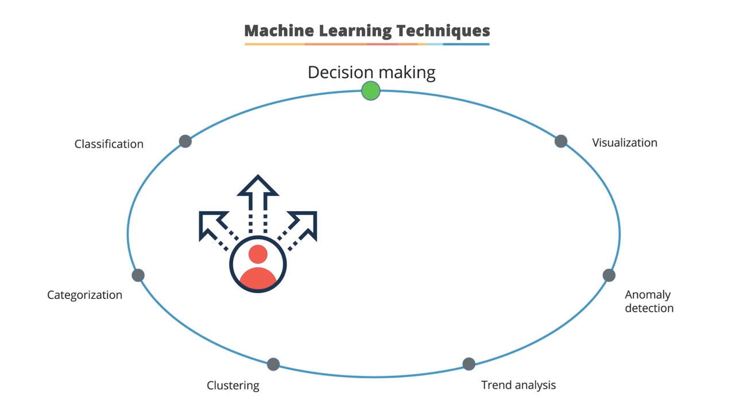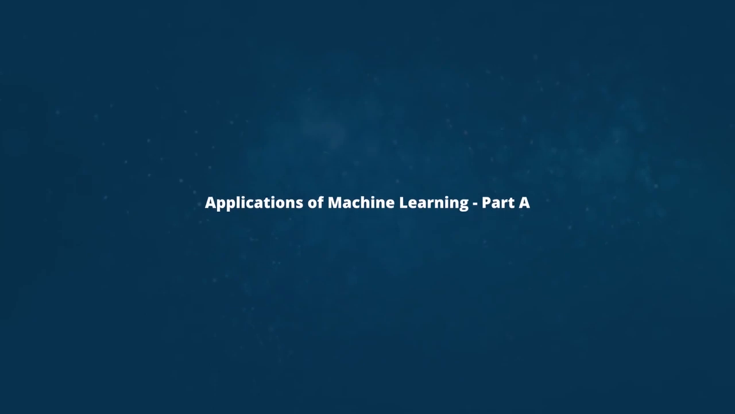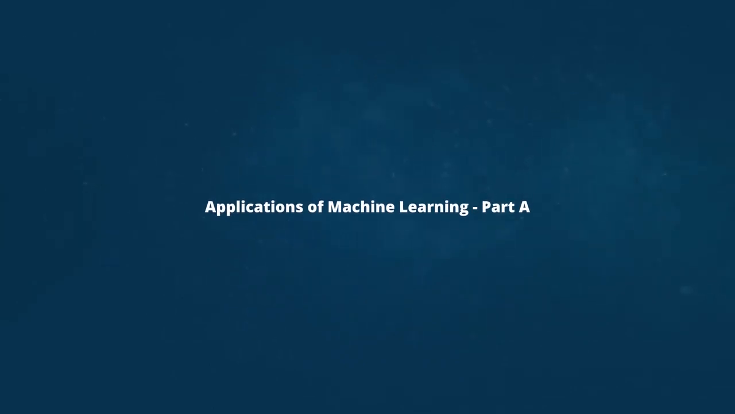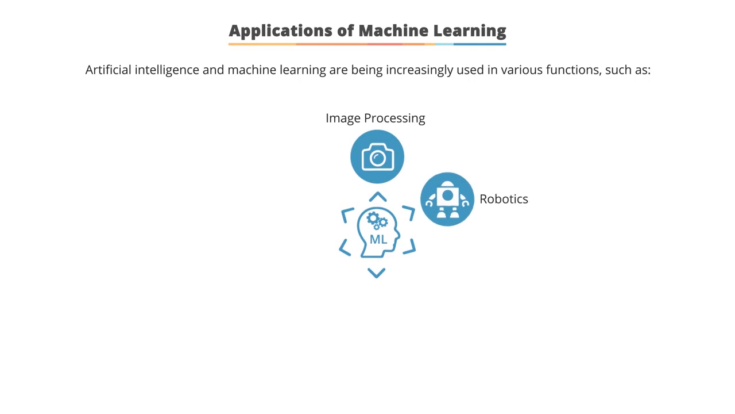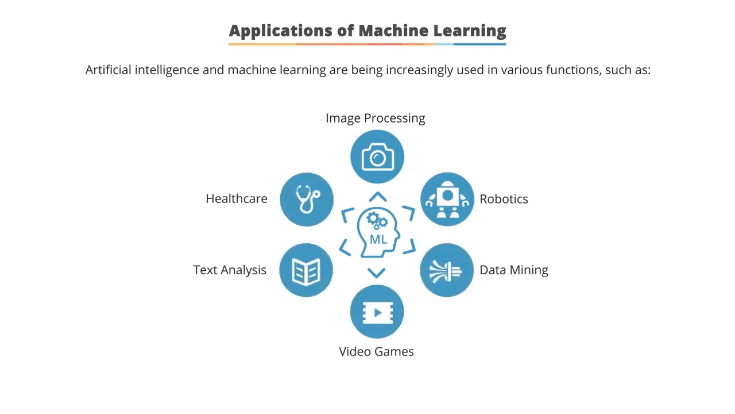Decision-making is a technique or skill that provides you with the ability to influence managerial decisions with data as evidence for those possibilities. Now, I am sure you have a better understanding of the overview of machine learning, so let's look at some real-time applications of machine learning. Artificial intelligence and machine learning are being increasingly used in various functions, such as image processing, robotics, data mining, video games, text analysis, and healthcare. Let's look at each of them in more detail.